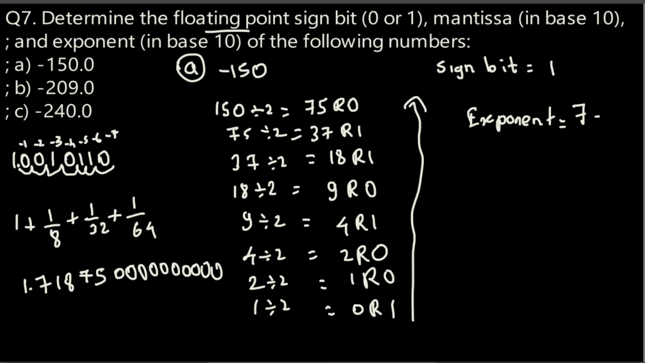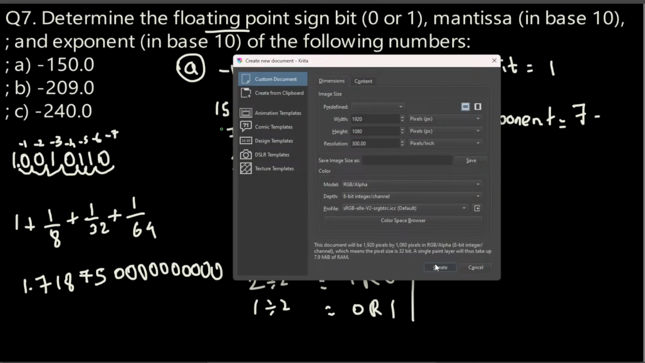Okay, now let's look at the B part. In the B part, we have minus 209.0. Now I convert this one. First, the sign bit is 1 because this is a negative number. Then we need to convert this one into binary in order to see the mantissa and the exponent. Just look at the positive value only. So convert 209 into binary.